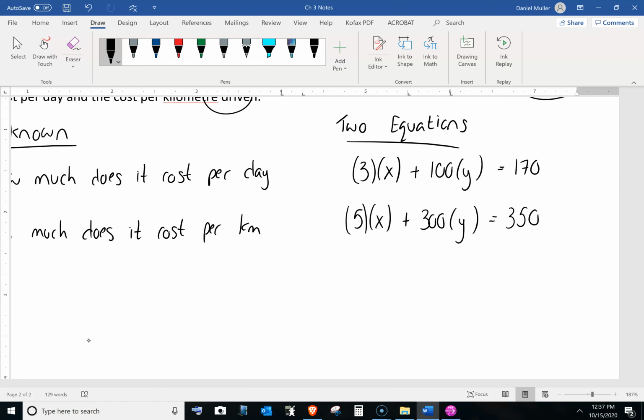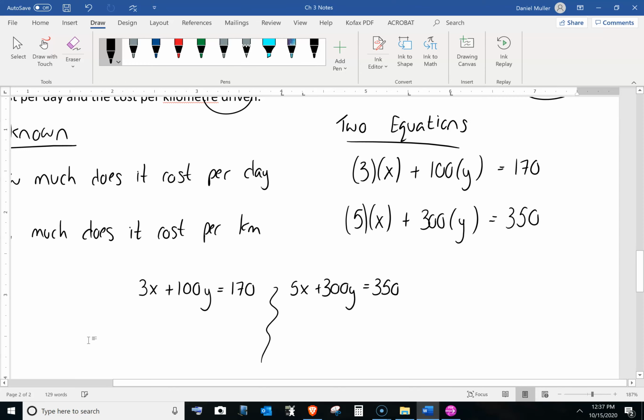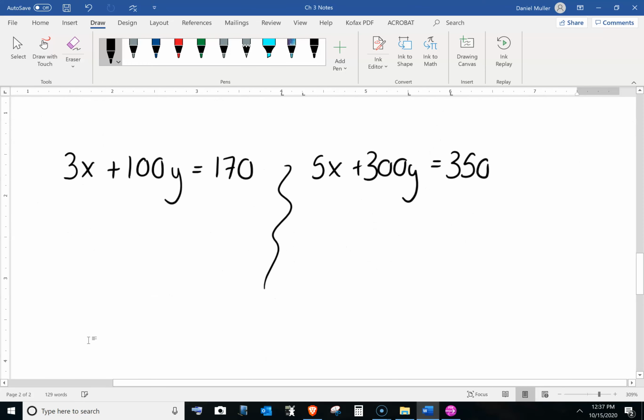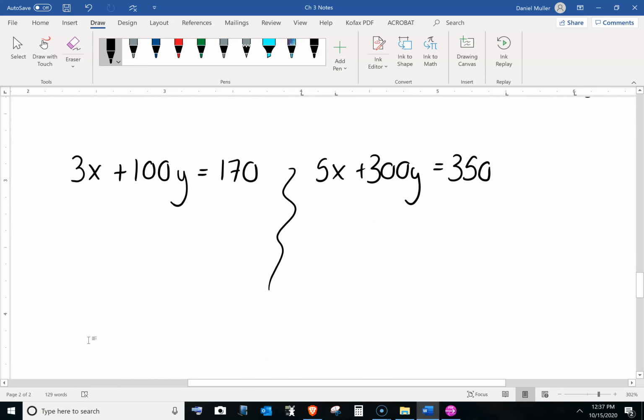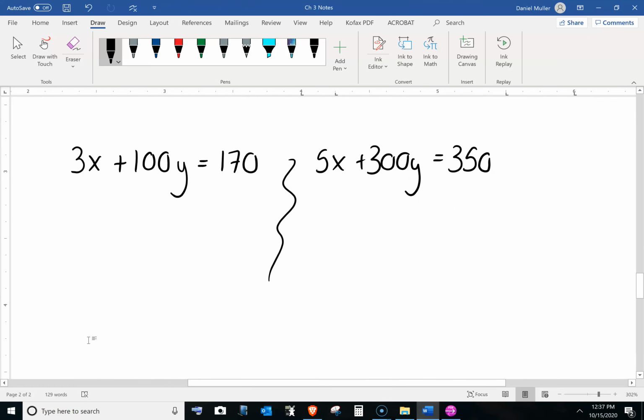Now that we have two unknowns and we have two equations, we can solve for both of them. So I'm going to write this down. I've got 3x plus 100y equals 170. And we've got 5x plus 300y equals 350. So those are our two equations. And like before, I'm going to need to get y equals, and then I can do y equals y, and everything is the same as what we've been doing.